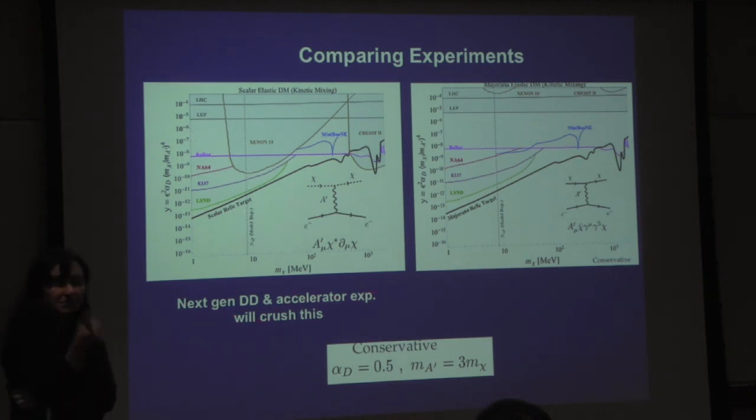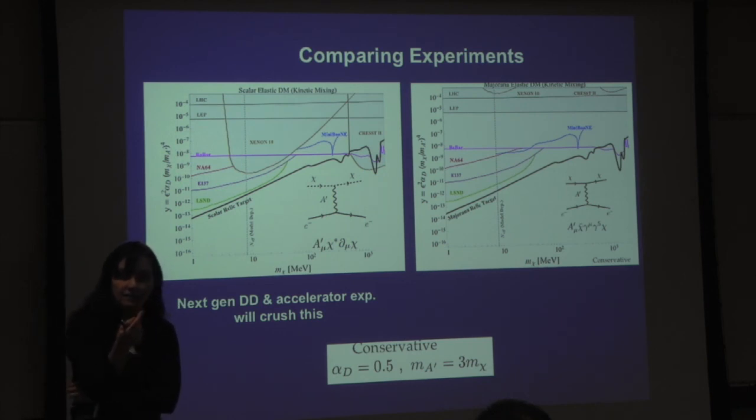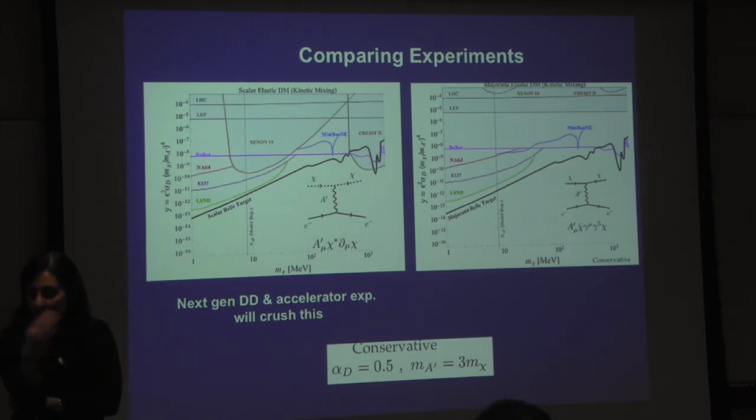So these experiments are super, super powerful. These experiments are beam dump, and BaBar and Belle in the future. Belle is going to probe these things. So Belle, BaBar, the fixed target experiments, LDMX, and all the beam dumps and neutrino experiments. In the case of scalar elastic dark matter, they're going to crush it. In the case of Majorana elastic, they still will probe regions of parameter space.